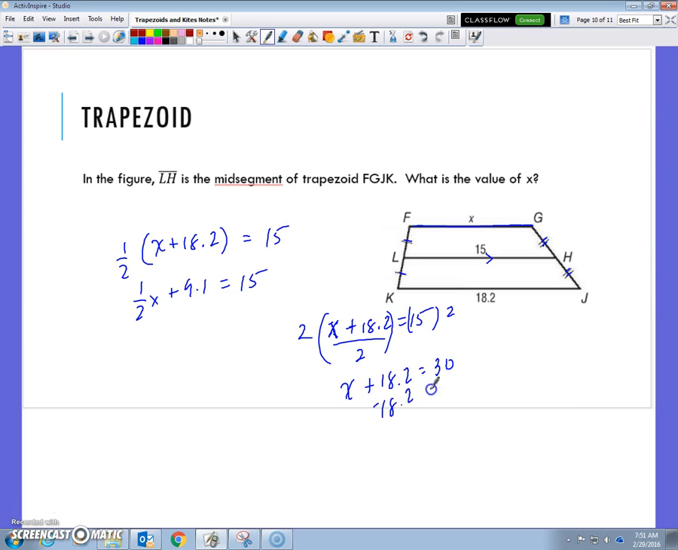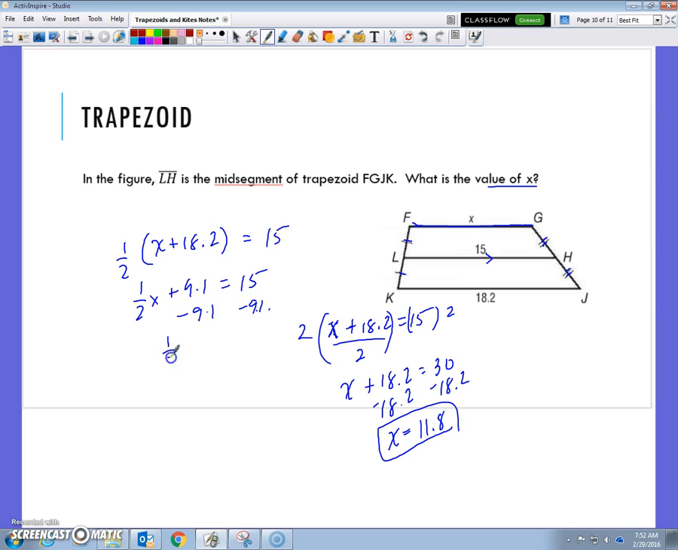When I solve, my distance for x is going to be 11.8, and it doesn't look like there are any measurement units, so 11.8 is what I'm going to say. Okay, and that's it, it just asks what's the value of x. That would be the value of x. So I've answered the question.